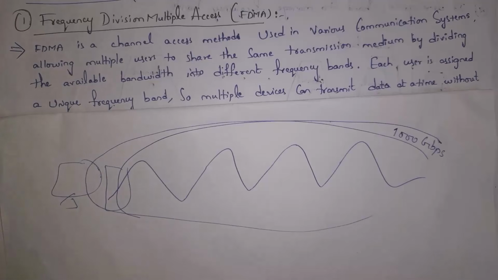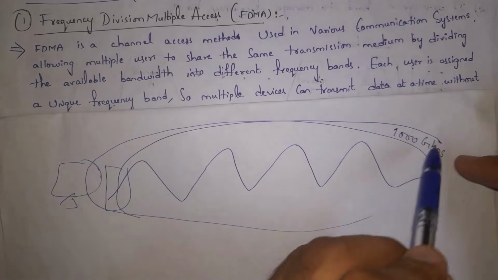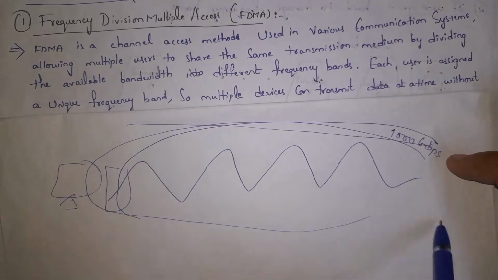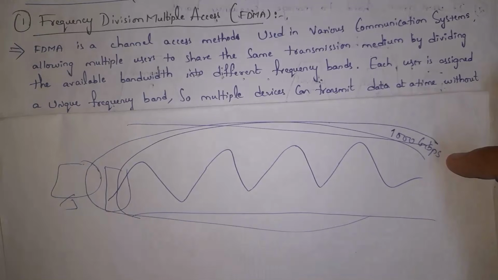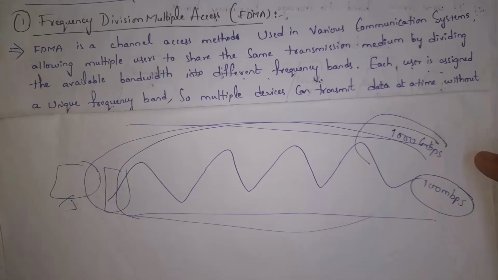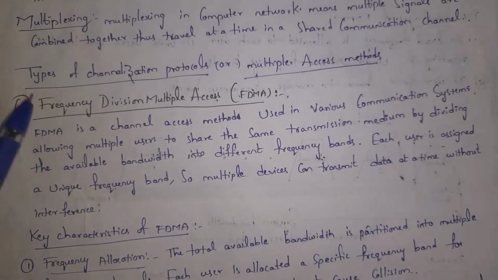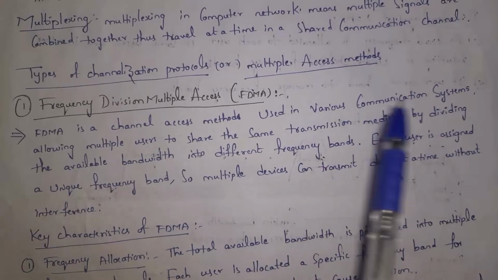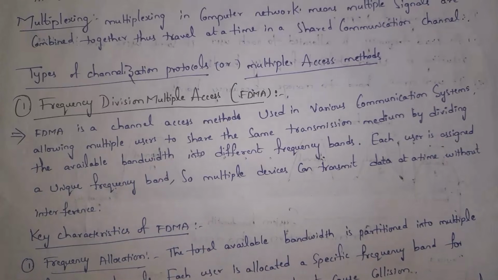So in frequency division multiple access, our entire communication channel is divided into smaller channels and each channel will get one small frequency. By using that small frequency, a device can communicate. So in frequency division multiple access, we divide our transmission medium into smaller frequency bands and each user will get one frequency band. By using that frequency band, users can communicate. As each user gets one frequency band, all users can communicate at the same time. So even though all users send data at the same time, there will not be any interference.